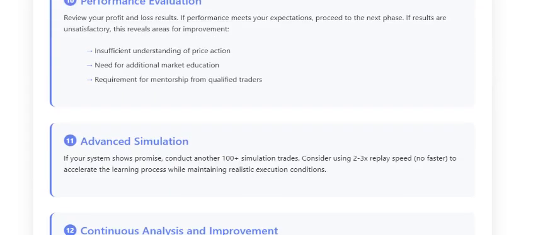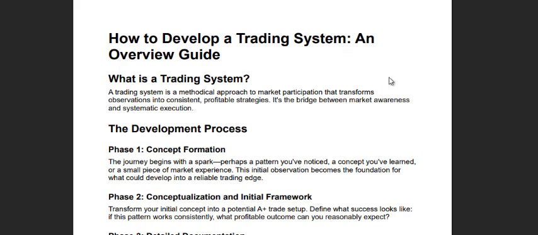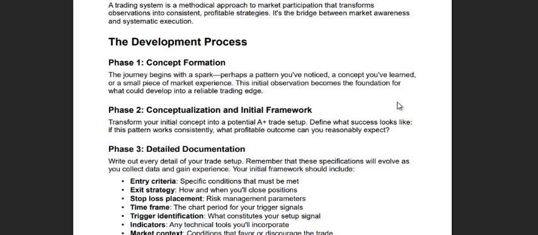Now, I also have a PDF manual that I'd like you to take a look at. This is for people who are still struggling with how to put together that first A plus trade playbook, the system that gives you the confidence to execute a trade. It starts off with the core concept. You're going to write it out and describe everything that you know about that particular setup right up to this moment that you begin.